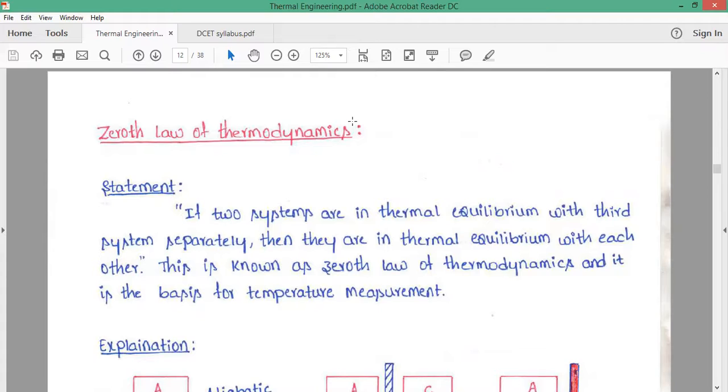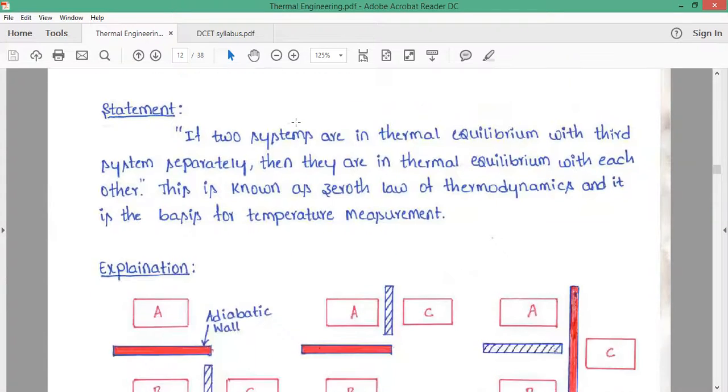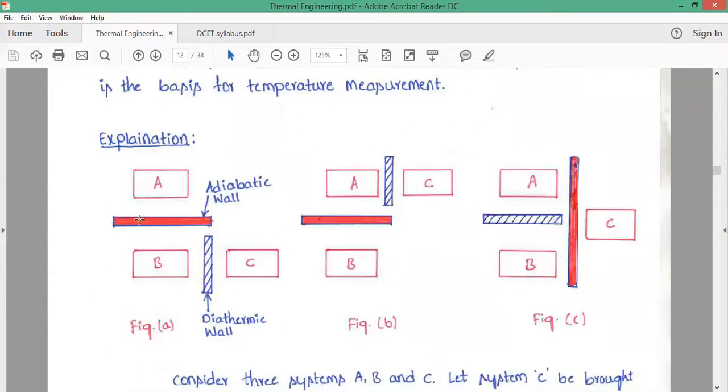It states that if two systems are in thermal equilibrium with a third system separately, then they are in thermal equilibrium with each other. Let us consider three systems A, B, C. This is known as the zeroth law of thermodynamics. Let us understand from this figure.